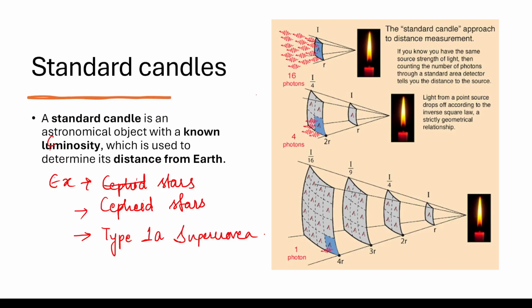Now see, the idea is the same: as you go away from a star or an object of known luminosity, if the distance doubles, the intensity becomes 1/4, distance becomes 3 times, intensity becomes 1/9, distance becomes 4 times, intensity becomes 1/16. So it's the same inverse square law, but it is used to measure the distance from Earth and it is an object of known luminosity.